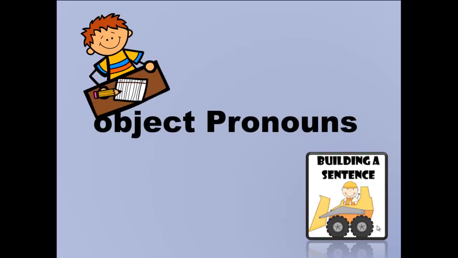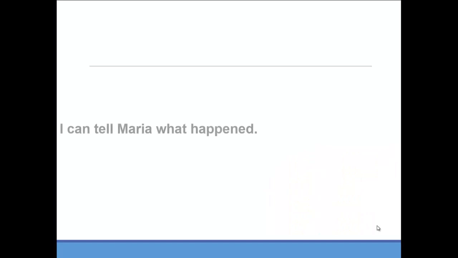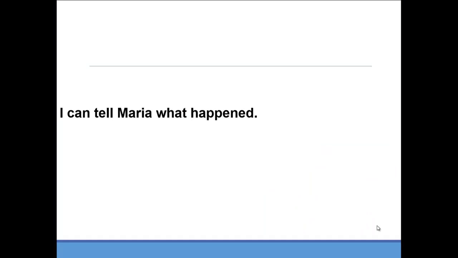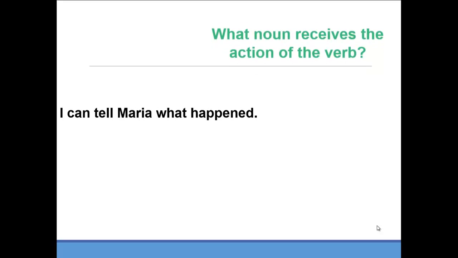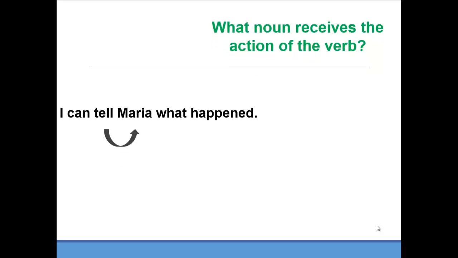And now let's move to the object pronouns. Before explaining what the object pronouns are, let's take a look at this example. I can tell Maria what happened. Who can I tell what happened? Maria. So what noun receives the action of the verb? Maria. So Maria is the object.